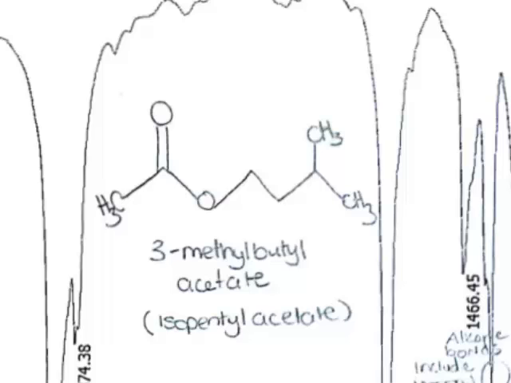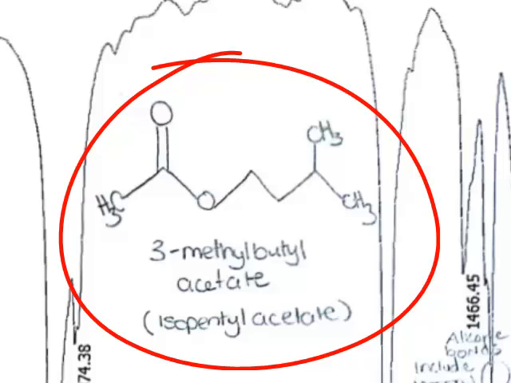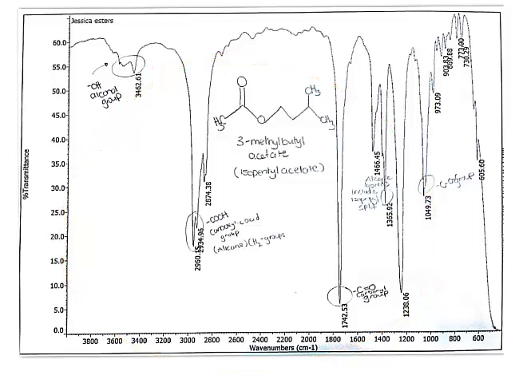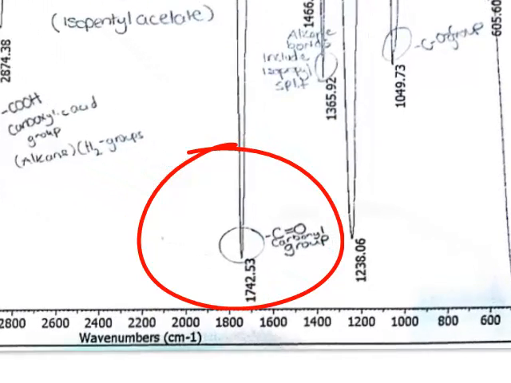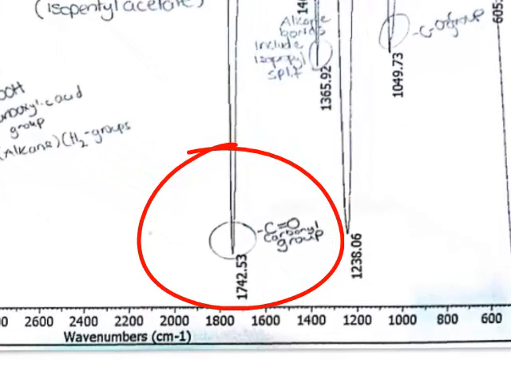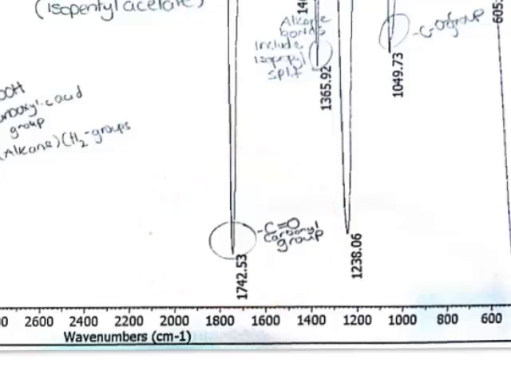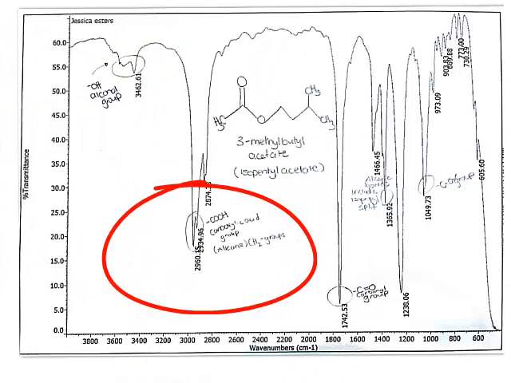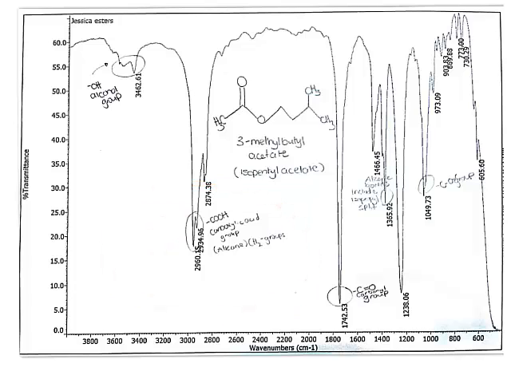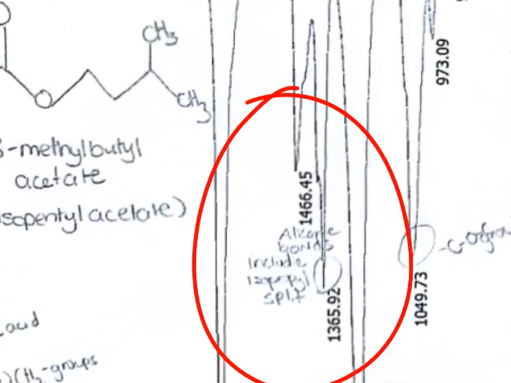An infrared spectrum of the product revealed that it was isopentyl acetate. A peak at about 1,743.55 centimeters indicated the presence of a carbonyl group. At 1,006 indicated a C-O-C bond. The peak at about 2,960 was indicative of an alkane group, CH2 groups.